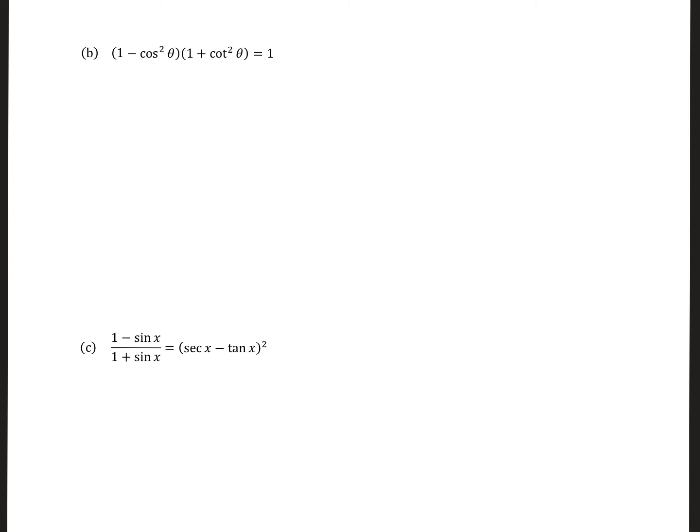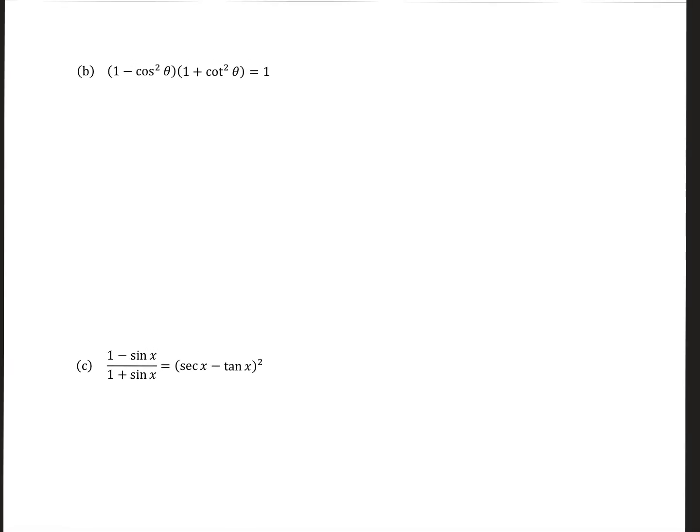B. So what's our plan again? First plan, start with the side that looks most complicated. Change to sine and cosine if you need to. And work your way to the other side. Looking at this, which one looks more complicated to you? The left-hand side or the right-hand side? I'm hoping you said left-hand side, because that is technically considered the more complicated one. So let's go ahead and start on the left-hand side.